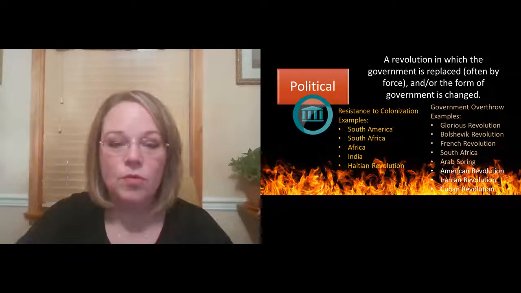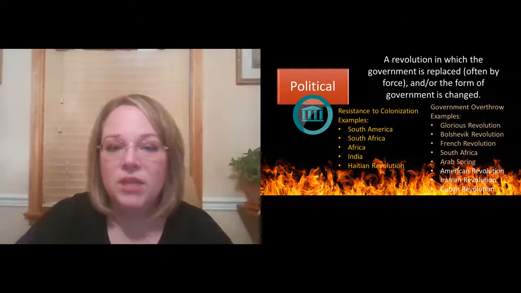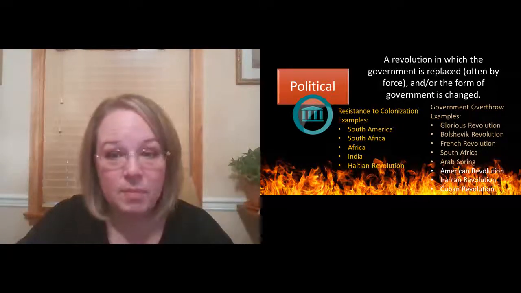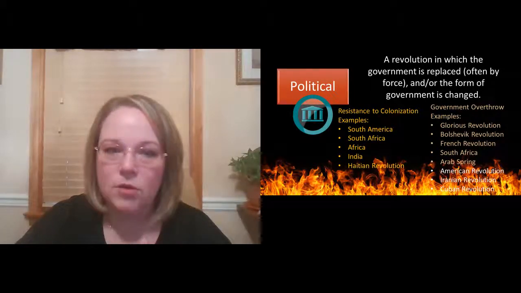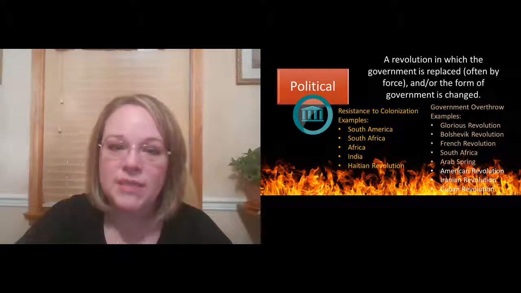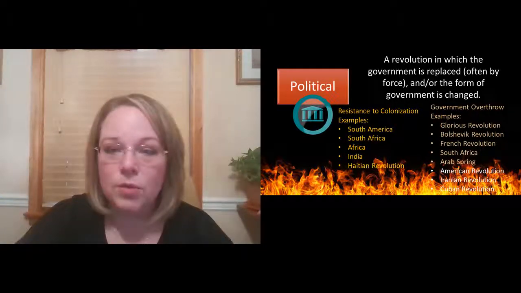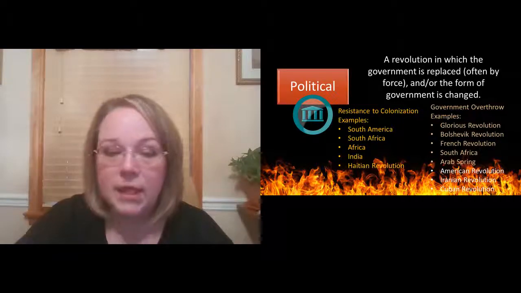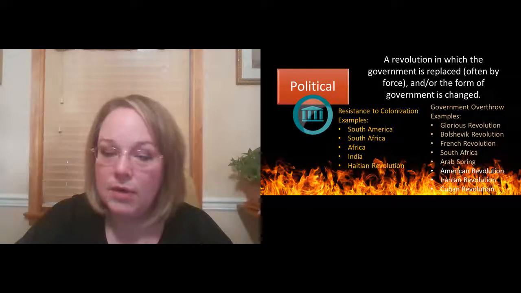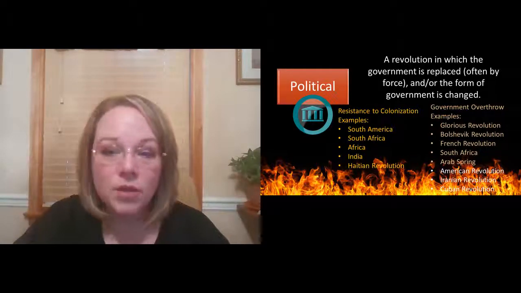And the last one we're going to look at, and probably the most widely used form of a revolution, is a political revolution. A political revolution is one in which the government is replaced. Now, often that's done by force, and if it's not replaced, it's changed, sometimes extremely. Now, there are two different types of political revolutions. The first type is resistance to colonialization. Examples include colonialization in South America, in South Africa, in many parts of Africa, in India, and in Haiti, known as the Haitian Revolution. Another type of political revolution is complete government overthrow.